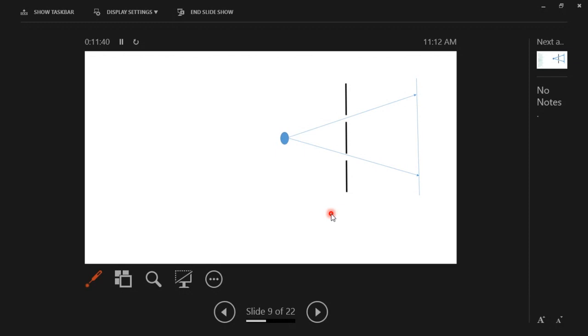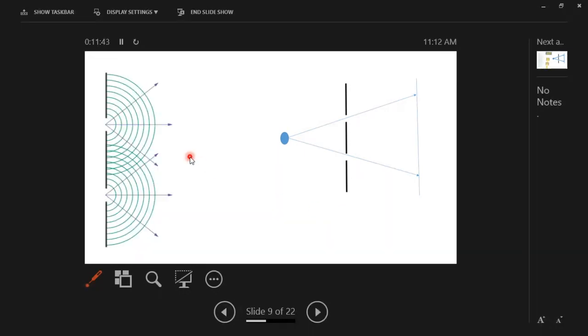But if you use Huygens' principle, then according to Huygens' principle, each slit is like a new source for the light. So when the light gets to this point, this slit acts like a new source, and it generates light rays in all possible directions.